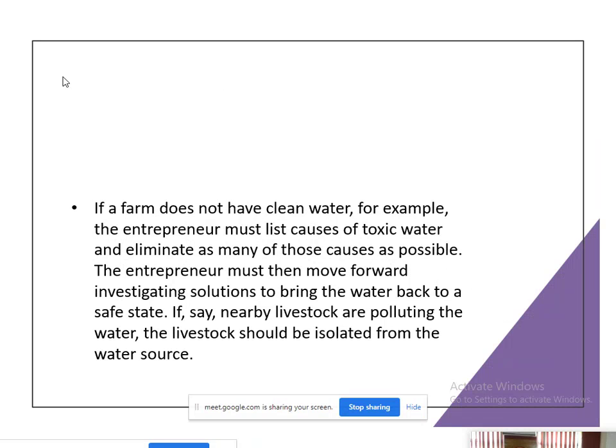If a farm does not have clean water, for example, the entrepreneur must list causes of toxic water and eliminate as many of those causes as possible. The entrepreneur must then move forward investigating solutions to bring the water back to a safe state. If, say, nearby livestock are polluting the water, the livestock should be isolated from the water source. This is an example which you can easily understand from the PPT.